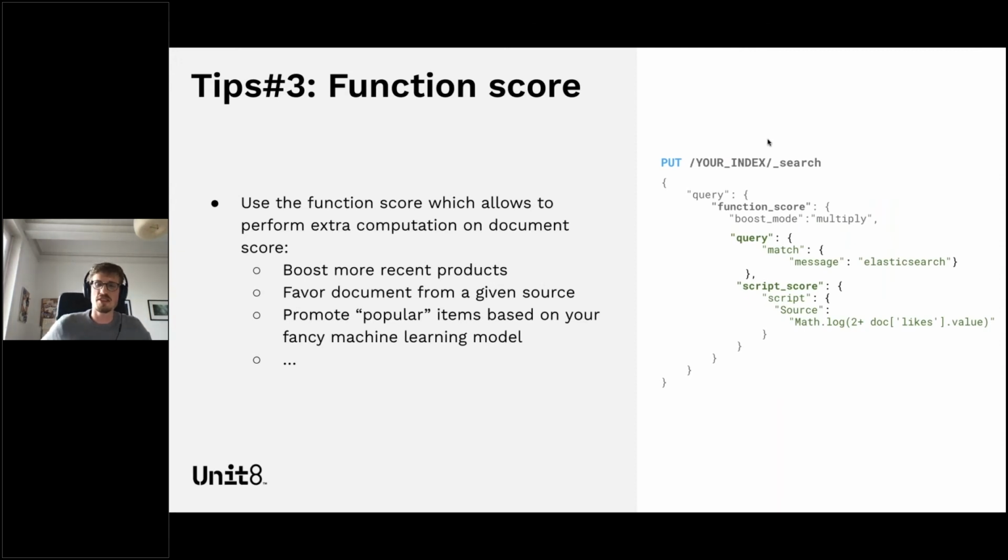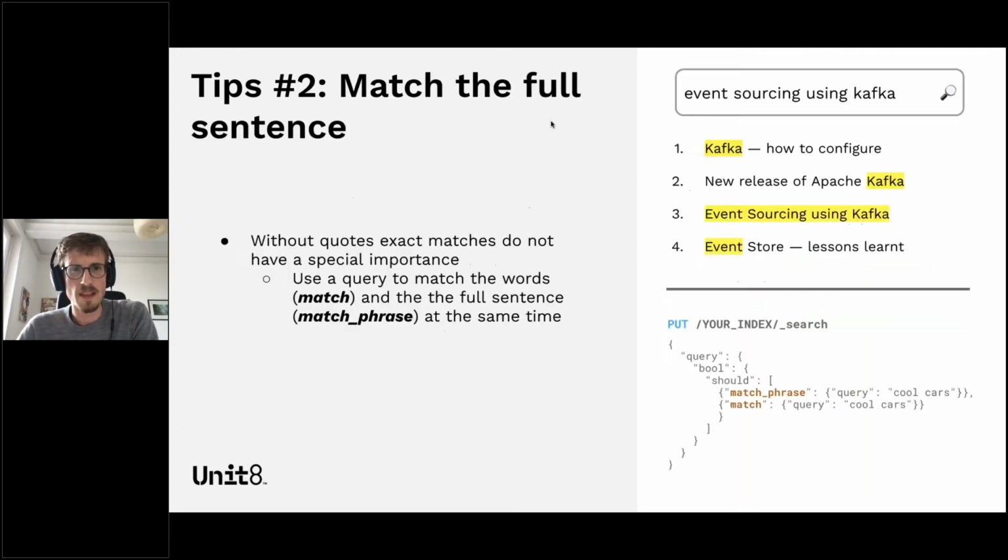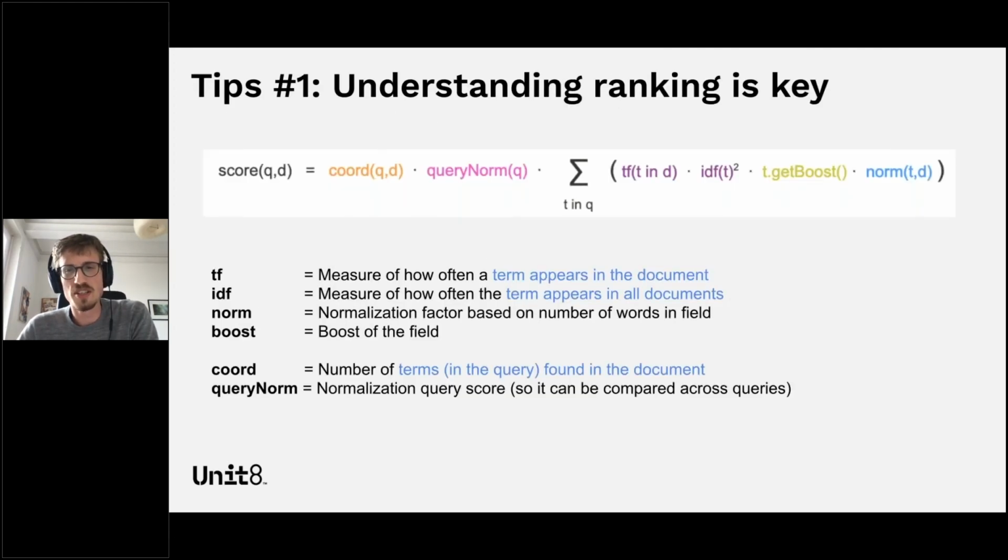Finally, the last tip that was very helpful to us that I will give here is using what is called a function score. So here, this equation gives us a score for all the documents, but we may want to tweak that score a bit depending on a few factors.